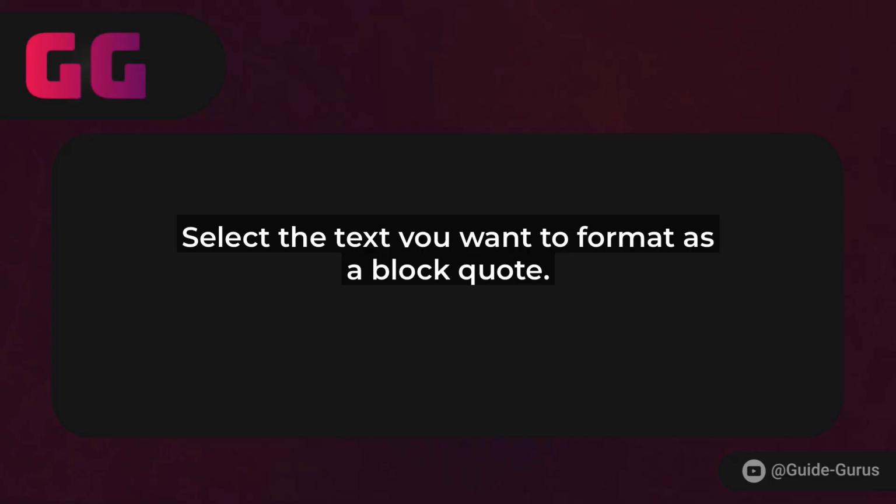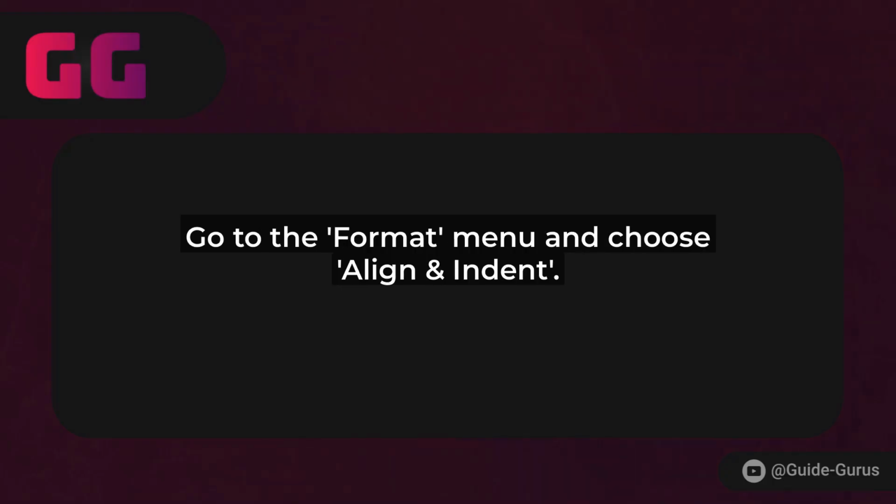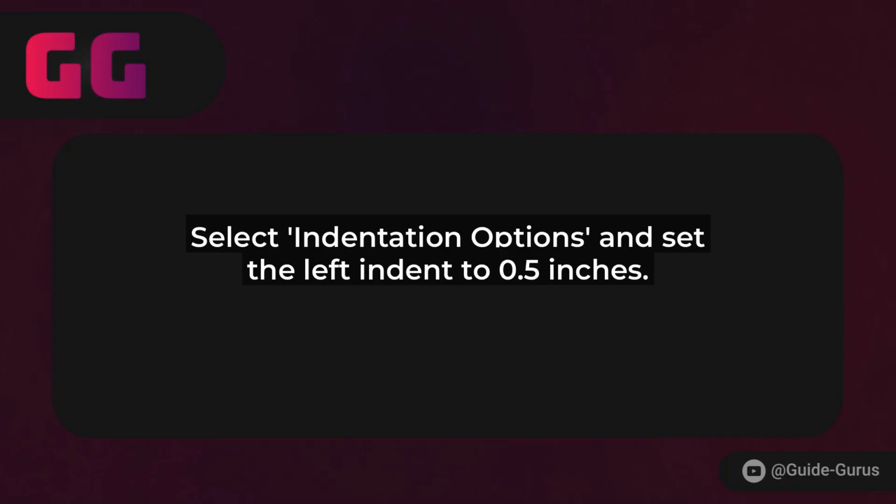Once selected, go up to the menu bar and click on Format. From the drop-down, choose Align and Indent, and then select Indentation Options. In the Indentation Options window, you'll see settings for left, right, and special indents. For a standard block quote, set the left indent to about 0.5 inches.